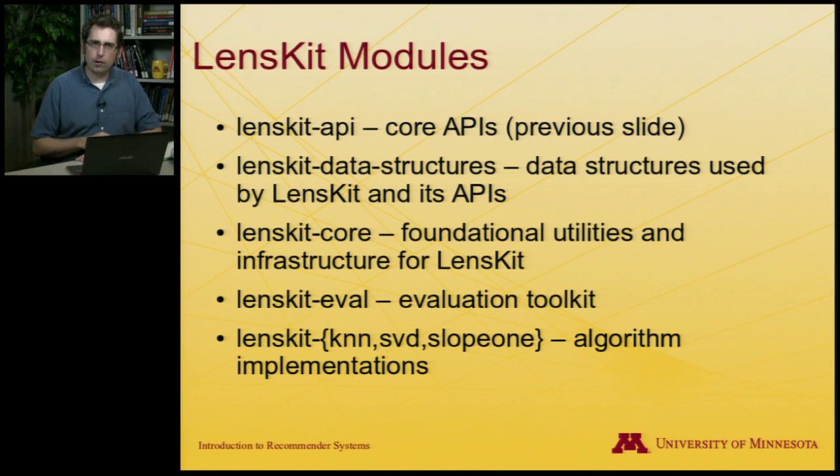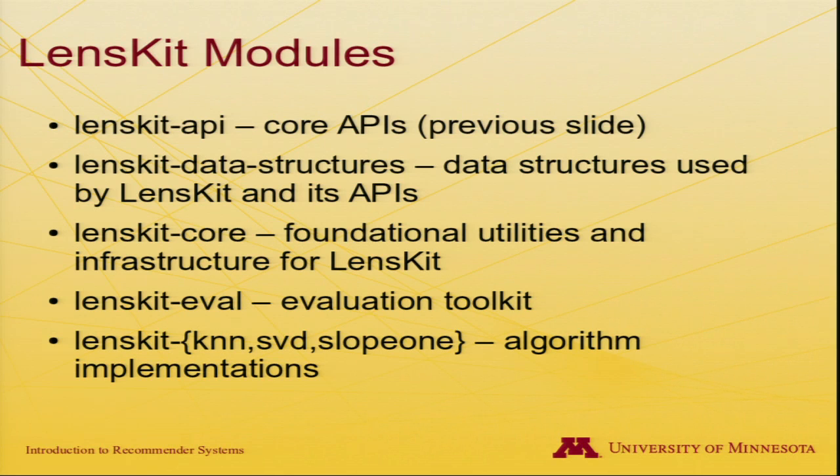LensKit Core provides the foundational utilities and infrastructure for the rest of LensKit. It provides the capacity to configure LensKit recommender algorithms, to handle model serialization, various things like that that you have to take care of when you're actually deploying a recommender in a web application. And it also provides utility classes that are used by the rest of LensKit, and it's where our data access layer lives. The LensKit eval module provides LensKit's evaluation toolkit. We'll talk more about that in another video.